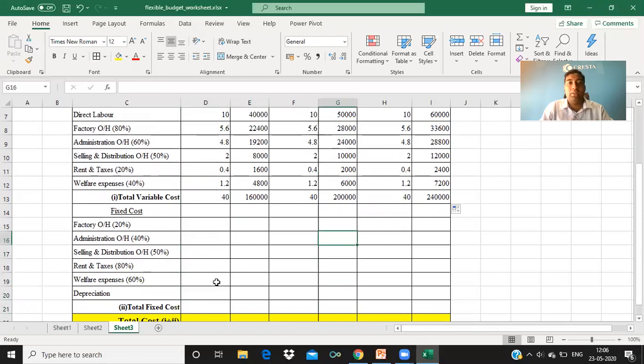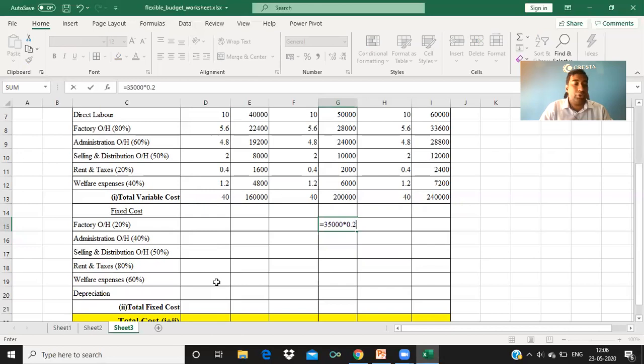So for fixed cost, we are going to consider the information which is given in the problem. Factory overhead in the problem is given as 35,000. 35,000 into the fixed component, which is 20%, so it is 7,000. Next one, administration overhead is given as 40,000 in the problem, and the fixed component is 0.4, that will come to 16,000. Selling and distribution expenses overhead of 20,000 is given, in that 50% is fixed, so it will be 10,000. The rent and taxes is given as 10,000 rupees.